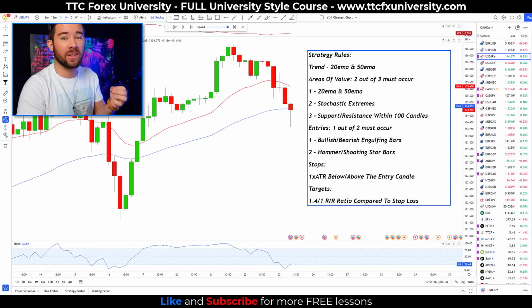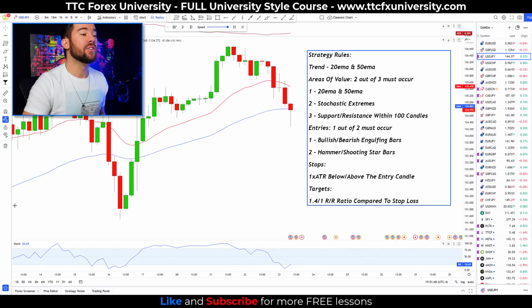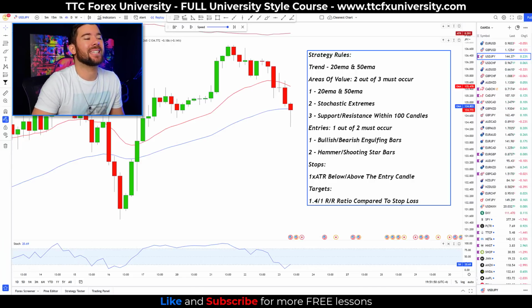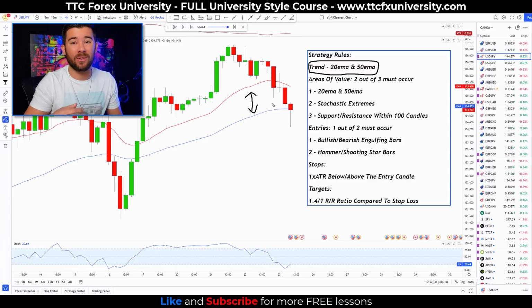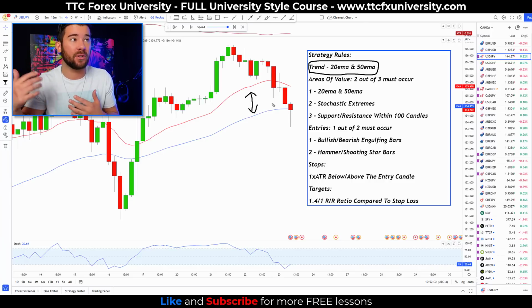This strategy specifically is going to be a trend continuation strategy. So the first rule we're going to talk about is our trend rule. For trend, we're going to be using the 20 EMA and the 50 EMA. When the 20 EMA, which is my red line, is above the 50 EMA, which is my blue line, we're going to consider that an uptrend and be looking for buying opportunities. And the opposite is true as well.